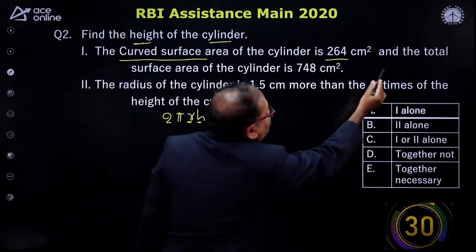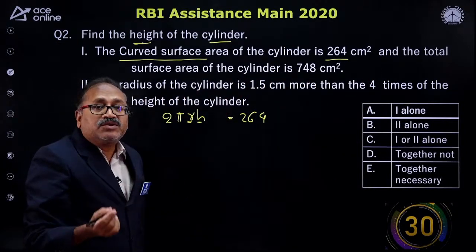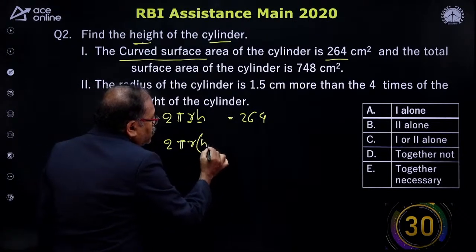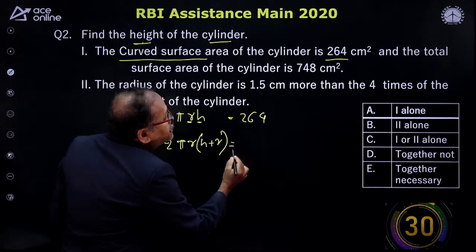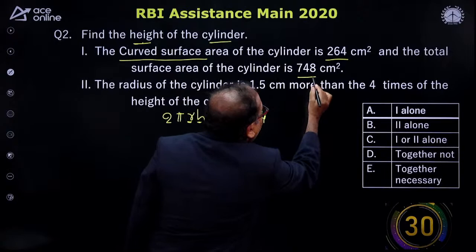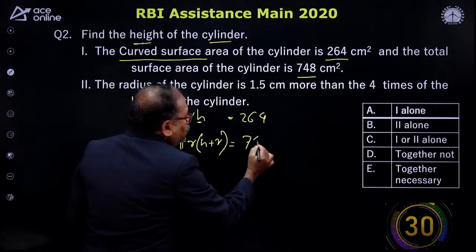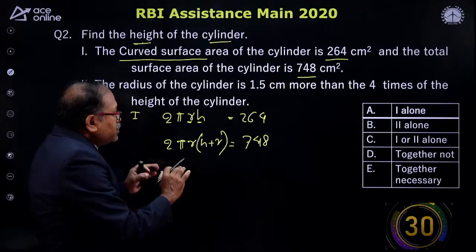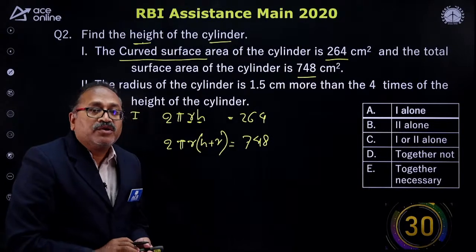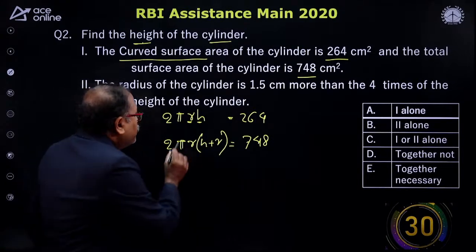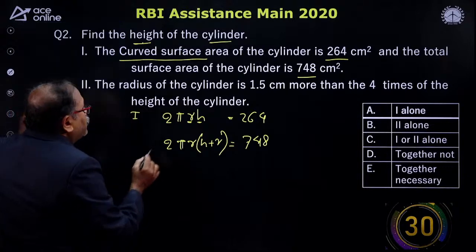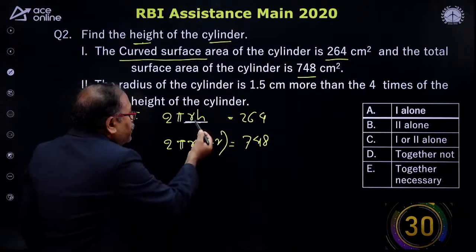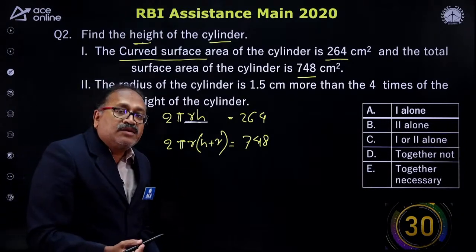Now the second one says the total surface area. What is the total surface area? The total surface area is 2 pi r times (h plus r). This total surface area is given to us. How much is that? 748. So this is my statement 1. Now check whether statement 1 alone is sufficient to find the height. From here, I will get r into h. If you replace r into h in the second one, will you get it or not?